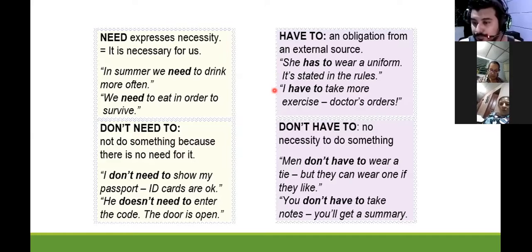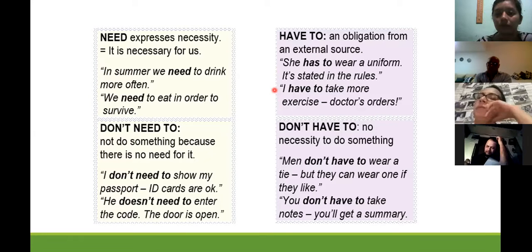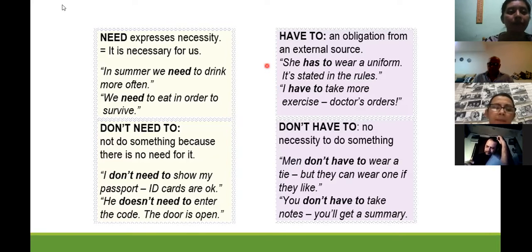Thank you. The next one, Daniela. I have to take more exercise, doctor's orders. Okay, thank you. And then we have don't have to, that says that there's no necessity to do something. Que no hay necesidad de hacer algo. Okay, let's see, Daniela, can you choose another person, please?